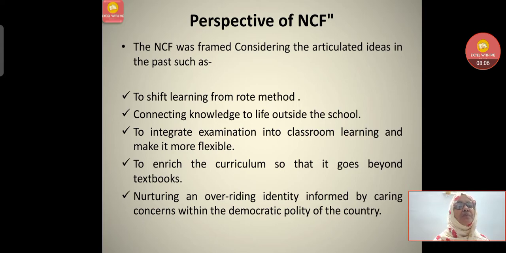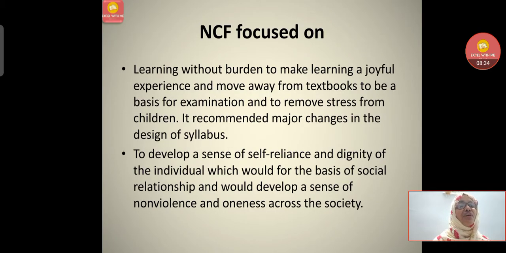Then to enrich the curriculum so that it goes beyond textbooks, not limited to the textbooks. Then nurturing an overriding identity informed by caring concerns within the democratic polity of the country. They should be nurtured about the democratic political conditions of our country. Now, NCF focused on learning without burden. Just now we discussed making learning a joyful experience, moving away from textbooks as the basis for examination, and removing stress from children.